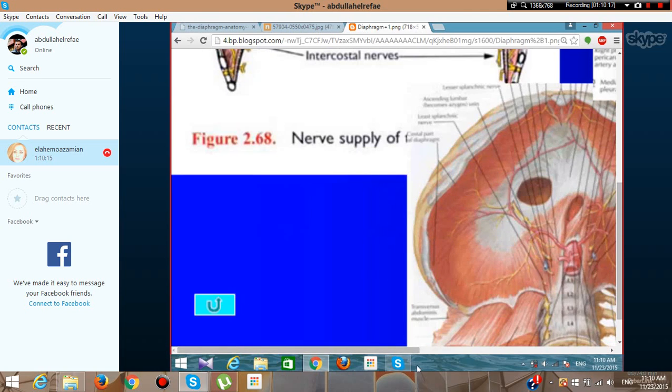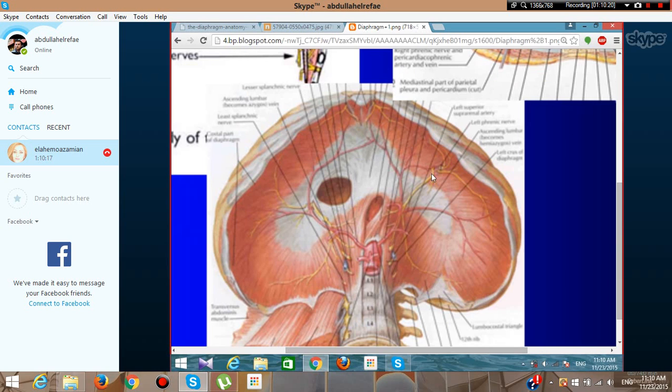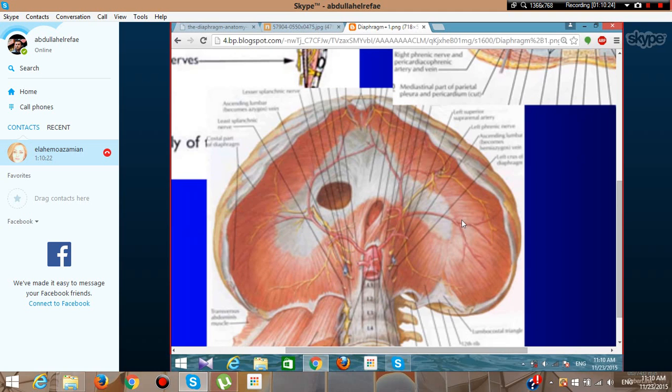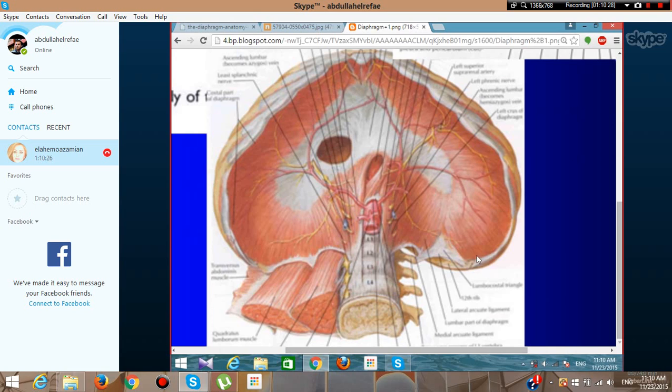And here you see the rest of the structures which are coming through small openings, for example, the splanchnic nerves. And here we have a triangle. It's called the sternocostal triangle. We have in this triangle the splanchnic nerves. They enter. Okay, small triangle here.